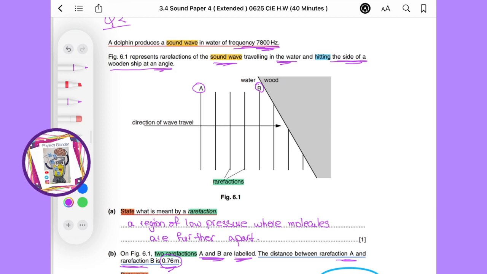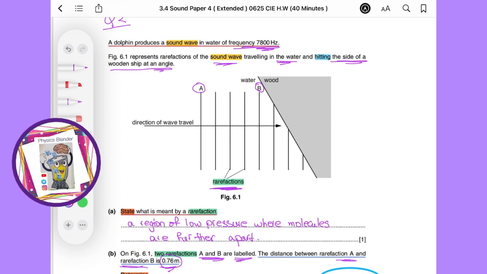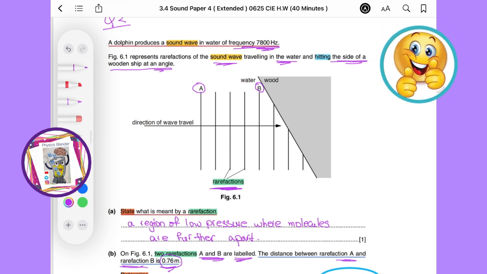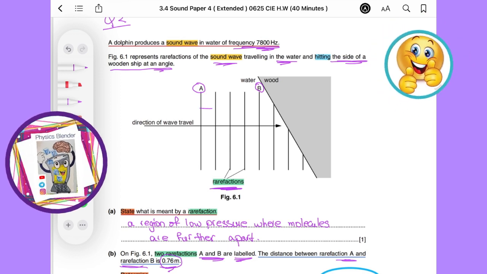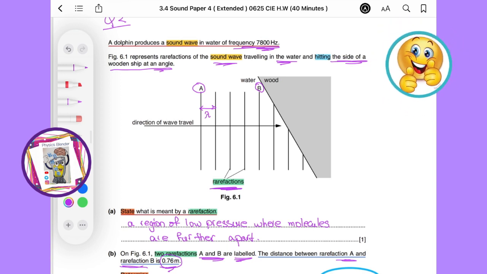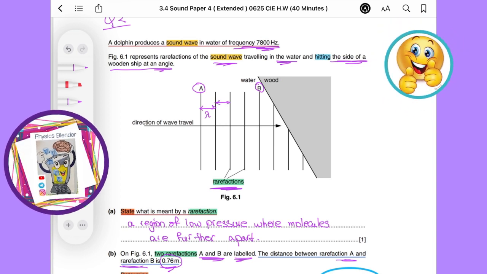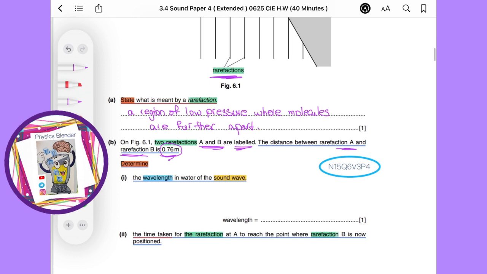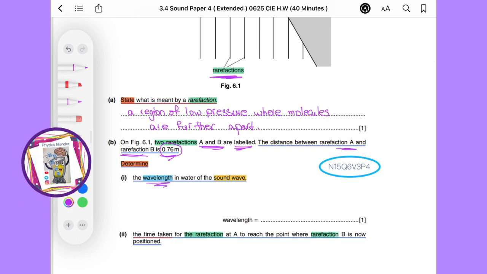Okay, these perpendicular lines showing rarefactions, they are wave fronts. And you know that the spaces or the distance between wave fronts representing wavelengths. So how many wavelengths do we have here? We have 1, 2, 3, and 4. Okay, so this part is asking you to calculate the wavelength of these sound waves in water.